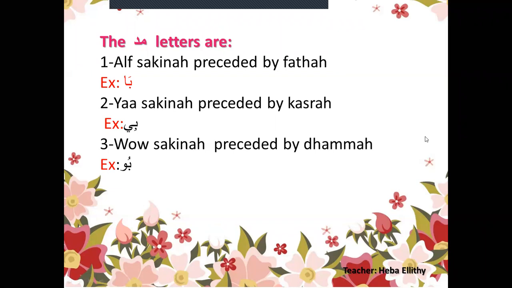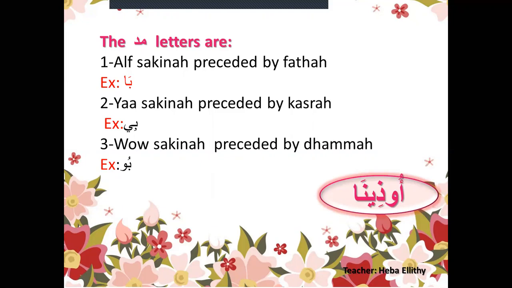Then we have three letters of mad: alif, waw, and ya. To call it a mad letter, I should have the same haraka as the mad letter before it. Alif should have fatha before it. Ya should have kasra before it. Waw should have dhamma before it. Inshallah, this is basic information and it will be clear for you. But it's important to go through the mad chapter with clear points.